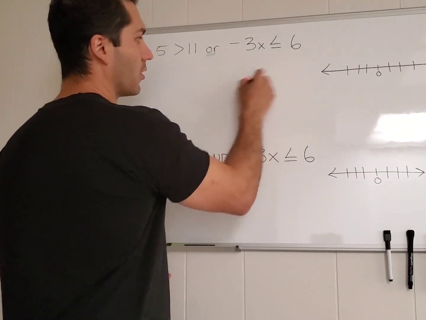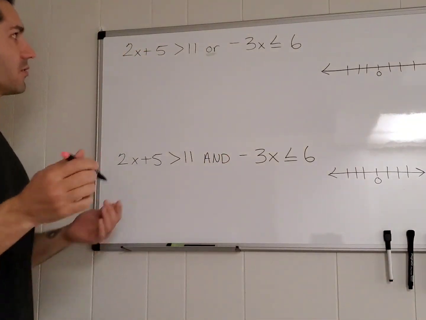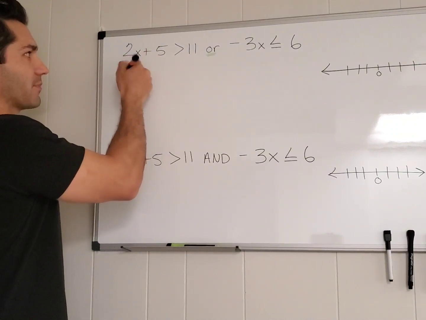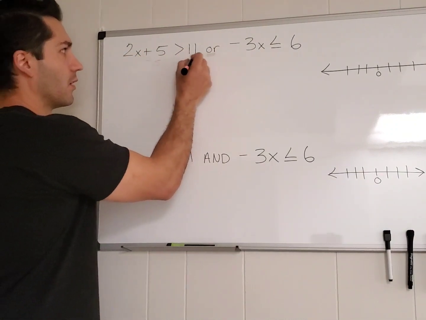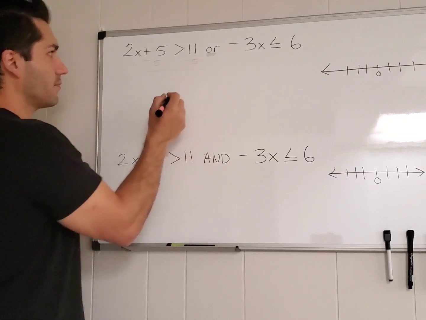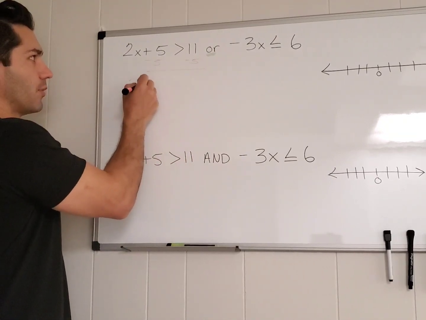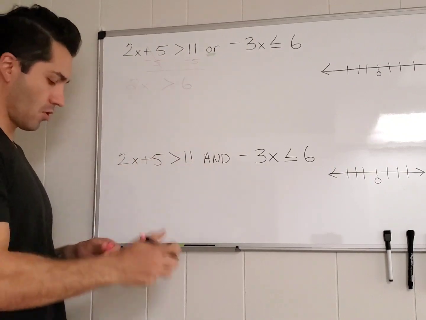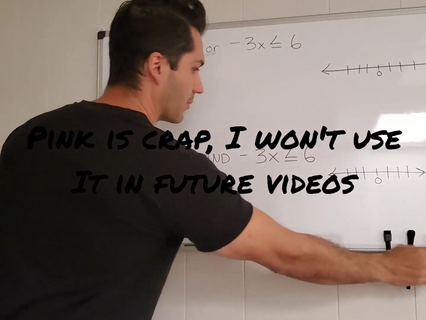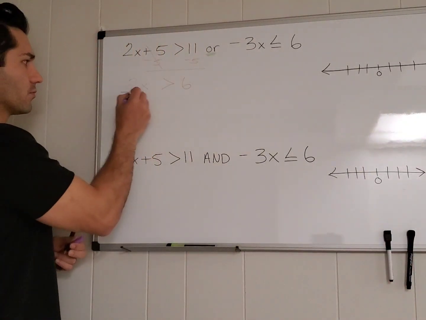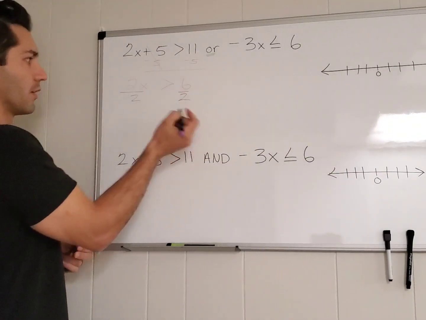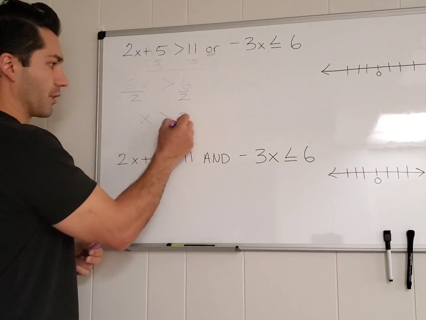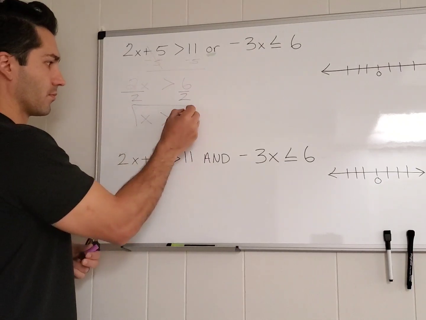So when I graph this, same as an equation, 2x plus 5, to get that x by itself, minus 5, minus 5. That gives me 2x greater than 6. Once you're there, we're going to keep going. We're going to divide by 2, and I get x is greater than 3. There's my answer.